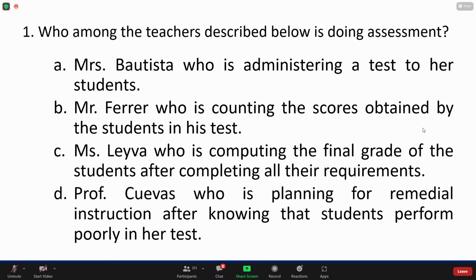So number 1, I'd like to try number 1. Sige, kunin natin sa audience. Any volunteer? Sige, tatawag ako ng volunteer. What is your answer for this? Sige, number 1, let's hear it from Eliza May Morit. Miss Morit, read and answer. Miss Morit.